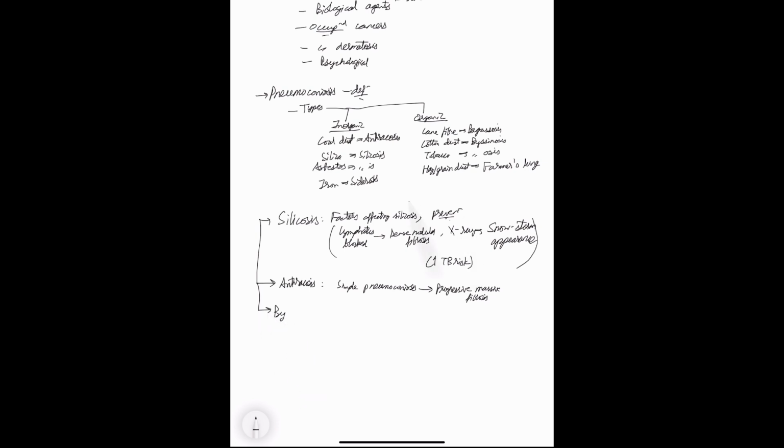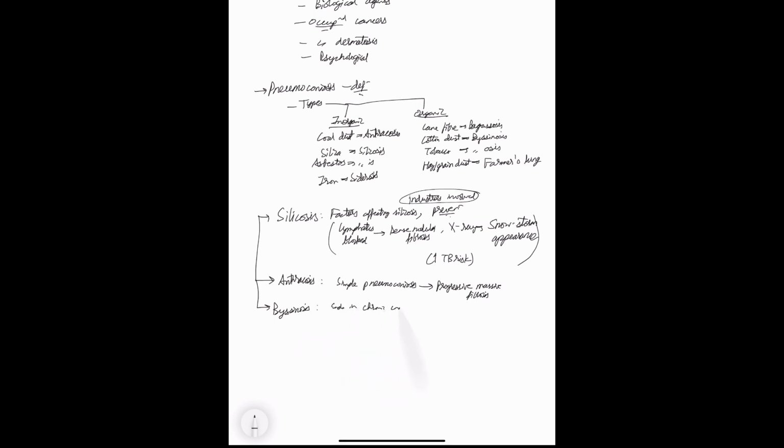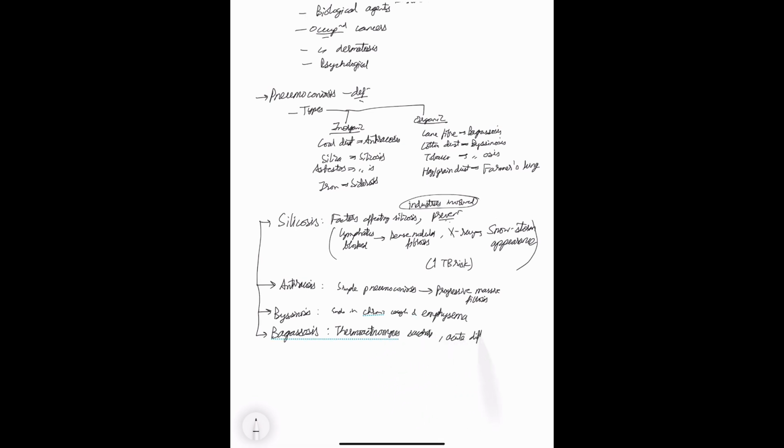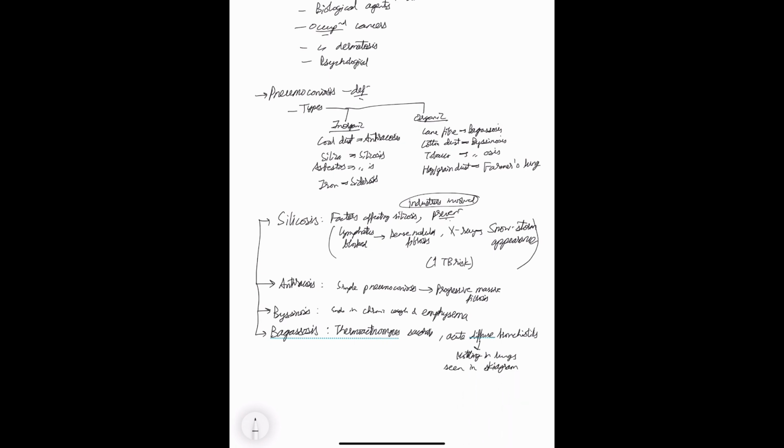And for anthracosis, which is basically a simple pneumoconiosis, it can cause progressive massive fibrosis. Byssinosis ends in chronic cough and emphysema. Bagassosis is caused by Thermoactinomyces sacchari, which causes acute diffuse bronchiolitis, which is seen in a skiagram as mottling in the lungs. So here under preventive measures we have, as usual, dust control, personal protection, medical control and bagasse control.